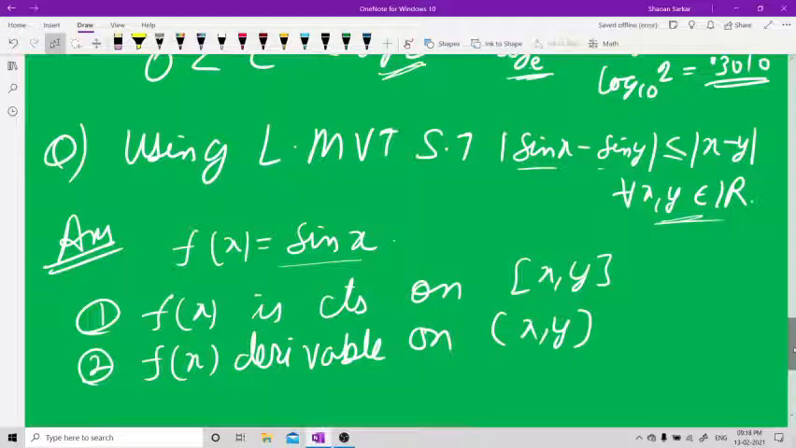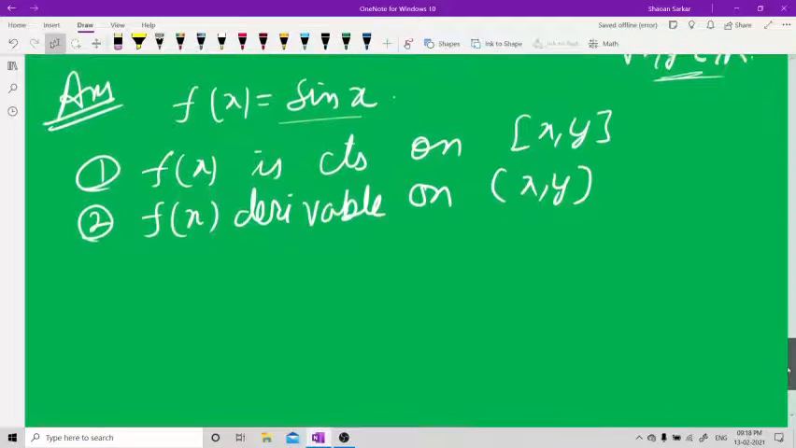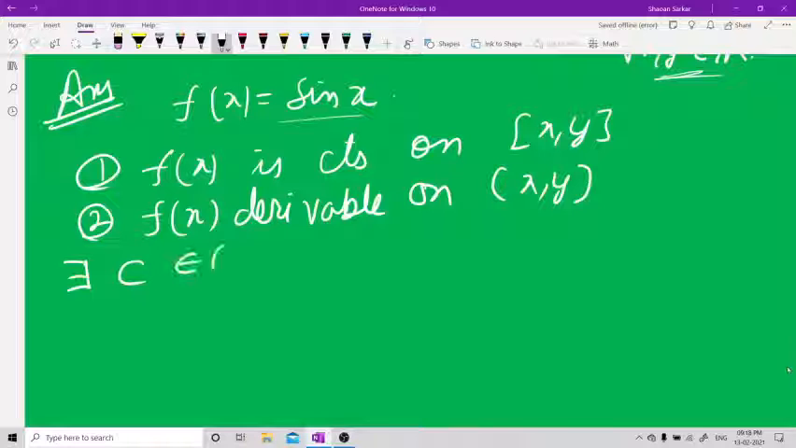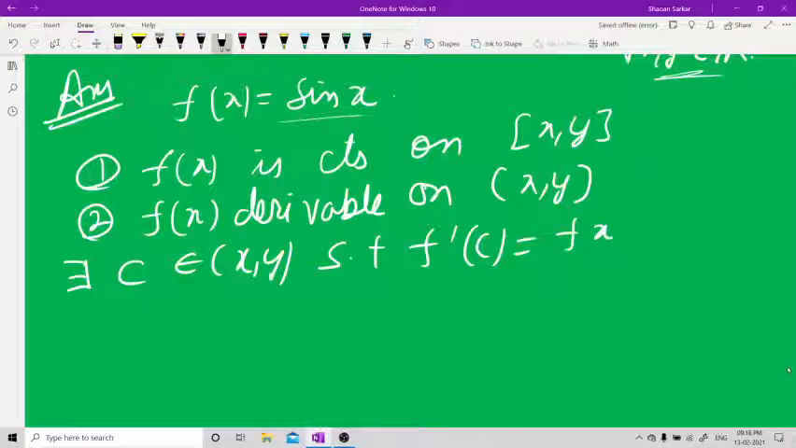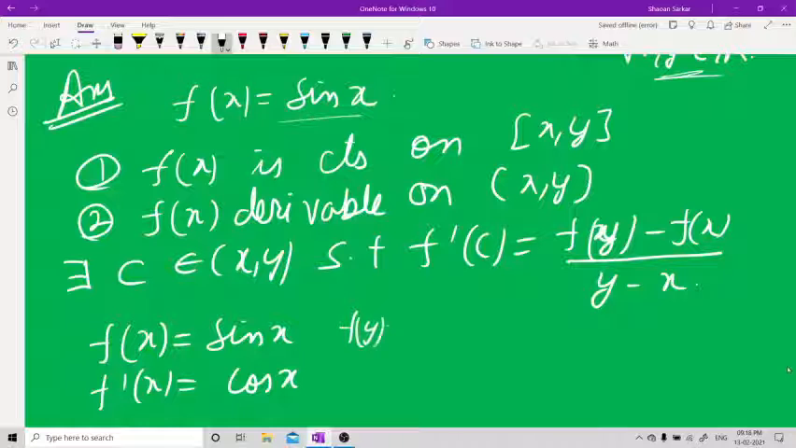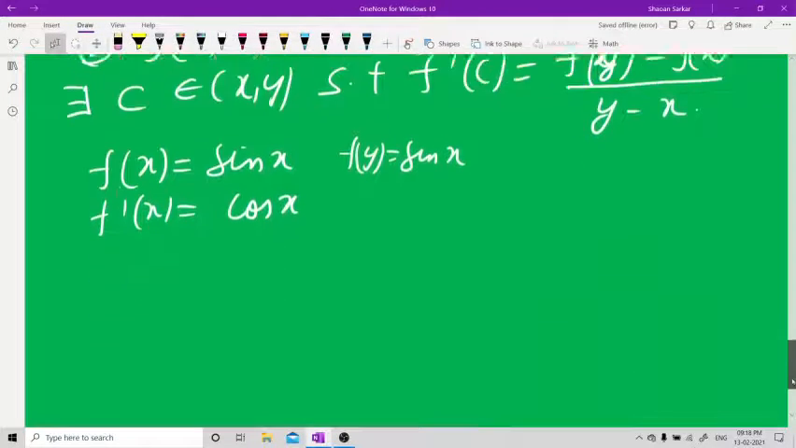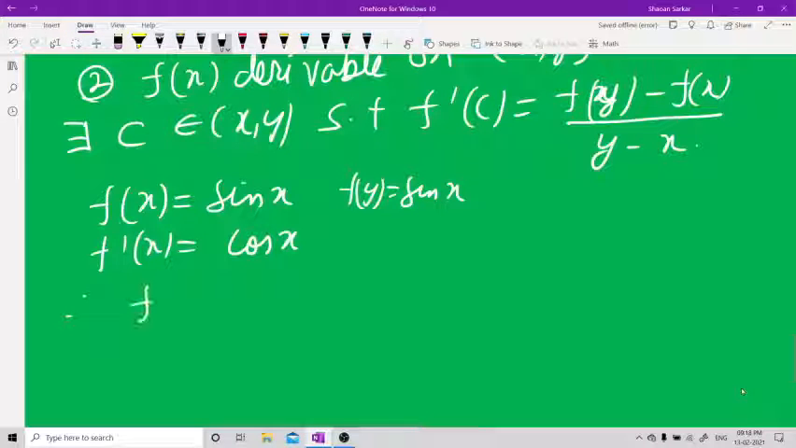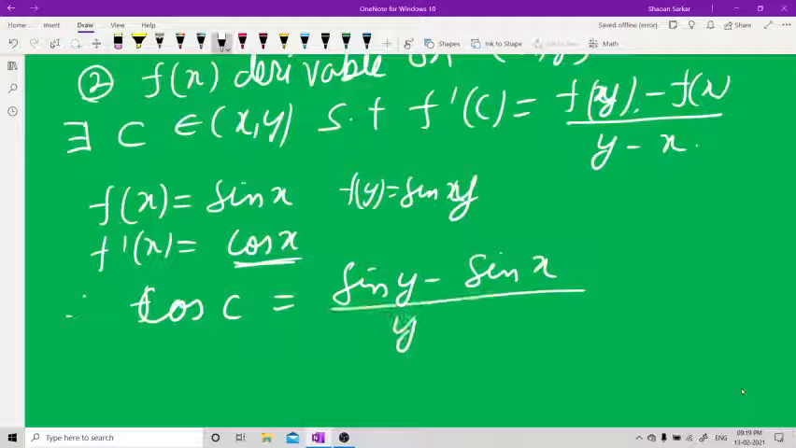There exists a point c belonging to x comma y such that f dash c is equal to f(y) minus f(x) upon y minus x, because y is greater than x. Now, what is f(x)? f(x) is sin x. What is f dash x? That is cos x. What is f of y? f of y is nothing but sin y. Therefore, f dash c, which is cos c, is equal to sin y minus sin x upon y minus x.